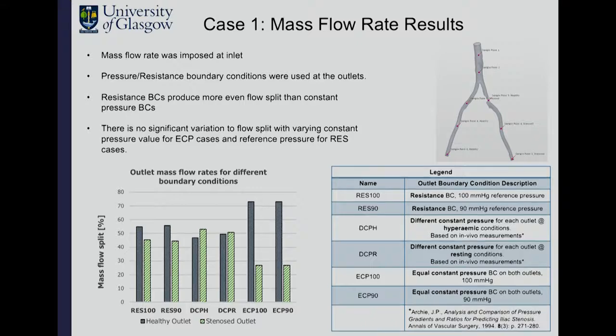And here on the left, first of all, we can see what the mass flow split results look like. It's really obvious that the ECP and resistance boundary conditions do predict that there's more flow going out of the healthy vessel as compared to the DCP condition, which shows us that, according to that, there is more flow going out of the stenosed vessel, which is not very realistic.